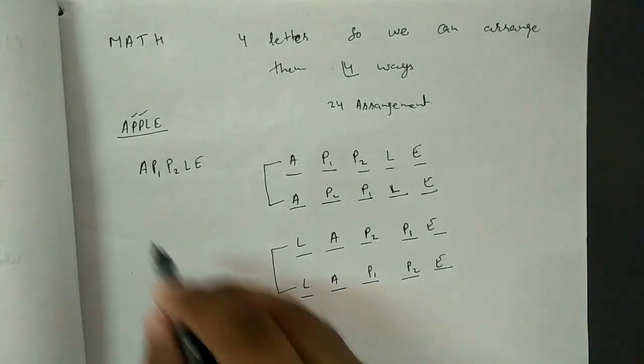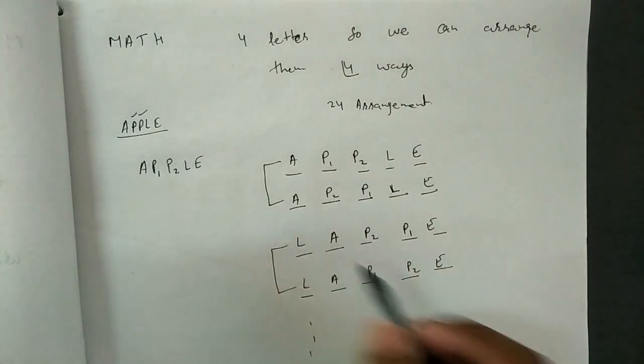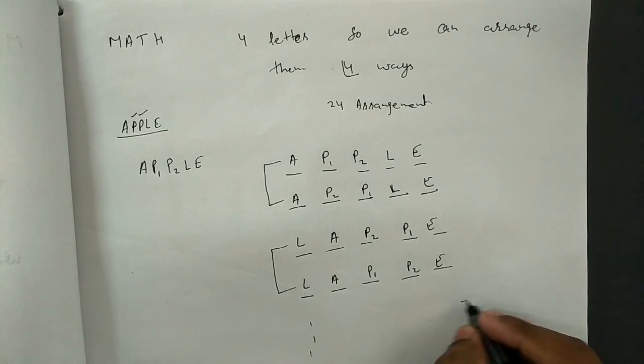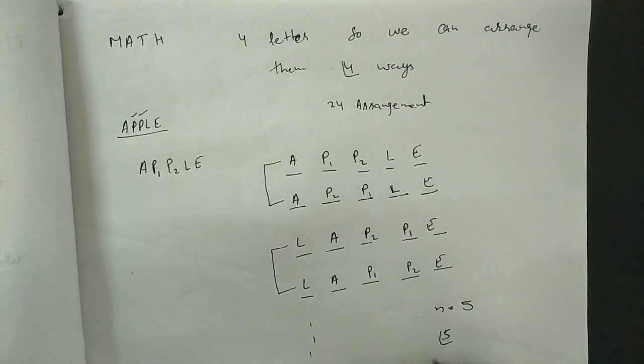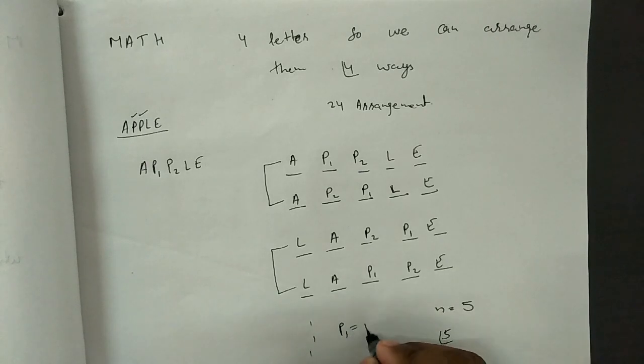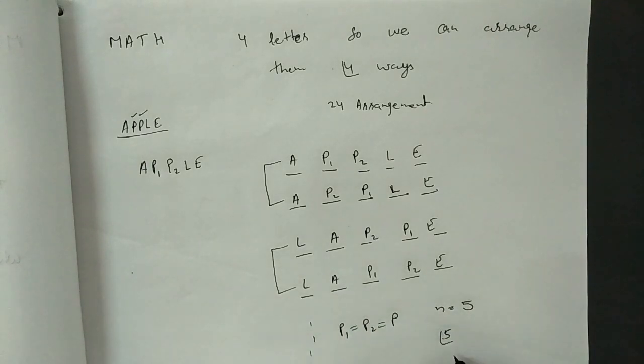It means if there are 5 letters in this question, we can arrange them in factorial 5 ways. But if P1 is equal to P2 is equal to P, the arrangements will be half. So we can divide it by 2. So the final answer will be factorial 5 upon 2, or we can also write it as factorial 5 upon factorial 2.